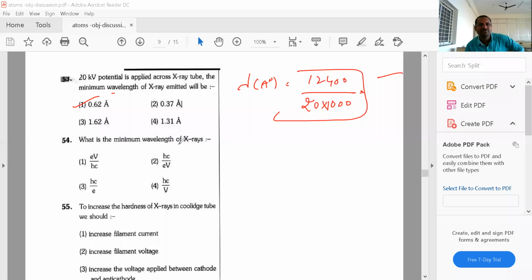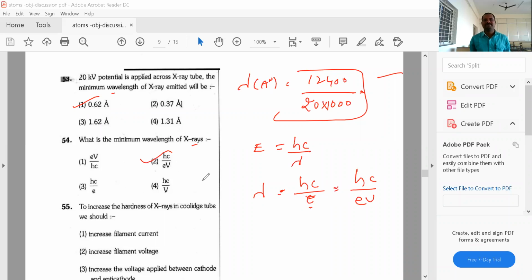Next, what is the minimum wavelength of X-rays? We know E is equal to hc by lambda, then lambda is equal to hc by E. Is the option there or not? It is capital E, not small e, so this capital E can be written as Eb. Hc by Eb is the right answer. Energy is in electron volt, no? Option 2 is the right answer.